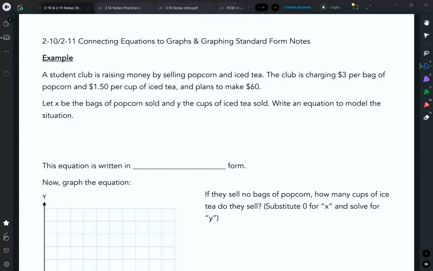$60. So this makes me think about our peer mentors down in Lower G Commons on Tuesdays, right? They are selling popcorn. They've got all those fun toppings for them. But now in this problem, they're selling iced tea as well.